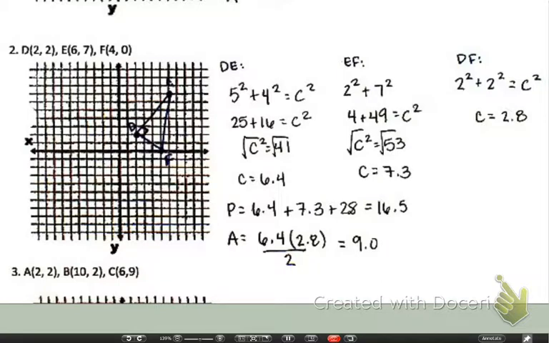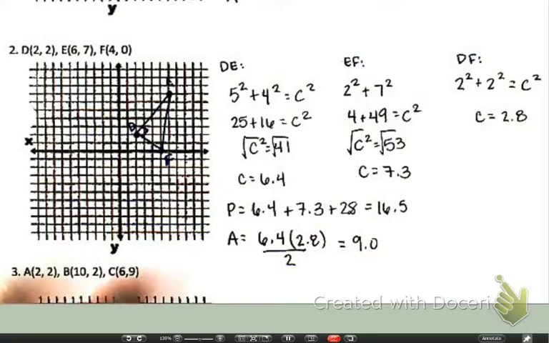So if you're not sure, look back at the answers. You have 6.4, 7.3, and 2.8. Which one's the longest? 7.3, which is EF, and that is this side. So if this is my hypotenuse, your other 2 have to be your legs. Does that make sense? So that's another trick if you're not visually seeing it. She gave you a couple already, and that's another one too. So make sure you use those as tools, okay? Are we okay with that?